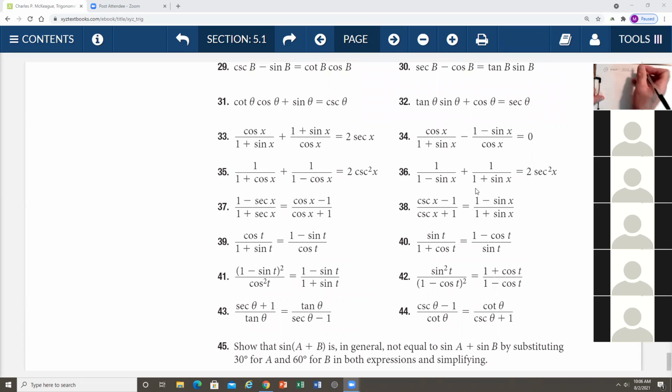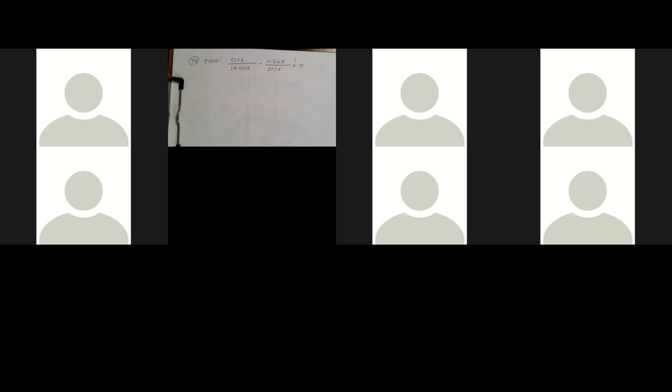Obviously, anybody want to work with the right side and show that 0 is equal to the left side? Good luck on that one. I'm going to work with the left side and show that the left side is indeed equal to 0 for all angles x. So we're going to try to prove number 34, working with the left side.